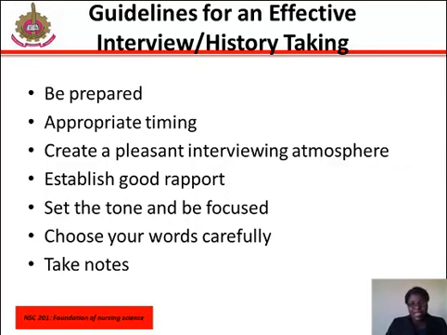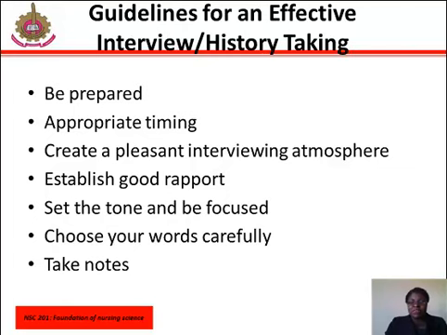Then appropriate timing. Schedule interviews with clients at a time when the client is physically comfortable and free of pain, and when interruptions by friends, family, and other health professionals are at a minimal level. Also, you create a pleasant interviewing atmosphere.